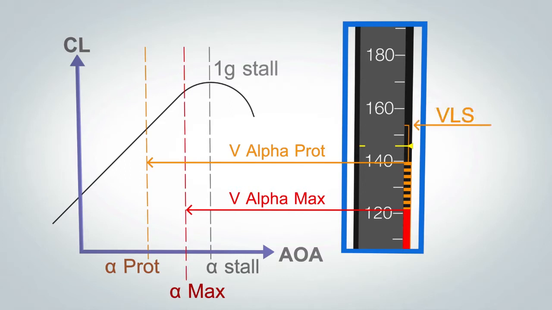Another speed in the low speed domain is the VLS. Its computation does not depend on the angle of attack.